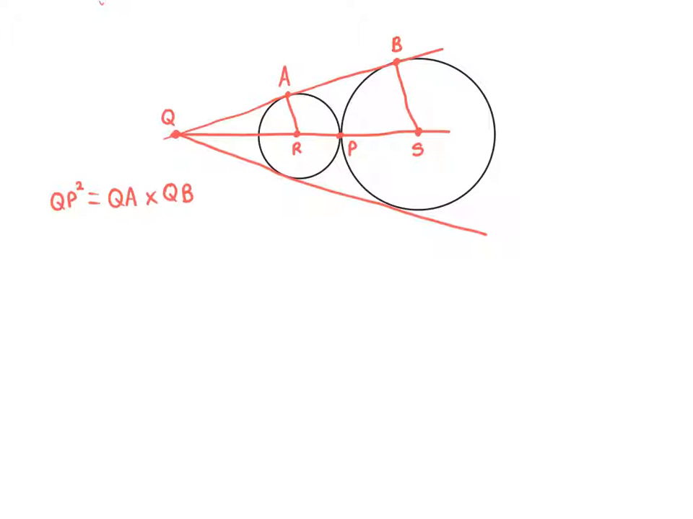So firstly, the angle QAR is equal to 90 degrees because that's where the radius of the circle meets the tangent. The radius meets the tangent because that line is a tangent to the circle. So that's radius and tangent, which are at 90 degrees. And similarly, the angle QBS is also equal to 90 degrees.